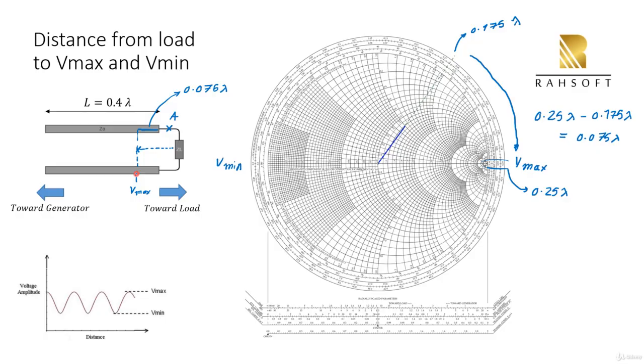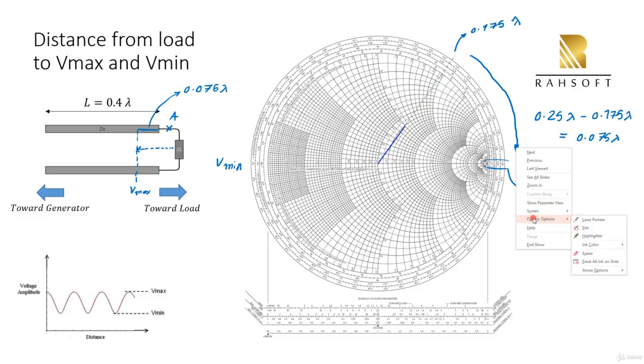So at this point I'm going to have my first Vmax, but then I'm going to have another one. I just have to rotate. Each time you rotate, you're going to reach another Vmax, because we don't have just one Vmax. We just want to find the first Vmax for now. But there are other Vmax, you just have to rotate on your Smith chart.